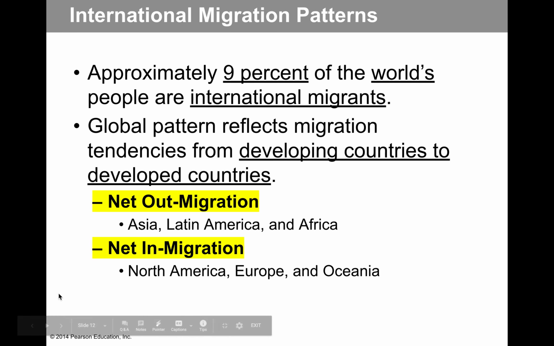Approximately 9% of the world's population internationally migrate. The global pattern reflects developing countries to developed countries. So we can see a predictable flow pattern, that roughly that 9% goes from Asia to Europe, or from Asia to North America, or from Latin America to North America. Those are the most common patterns. Net out countries or regions are Asia, Latin America, and Africa. Net in migration are countries that are furthest along the DTM stages, stage 4 countries. North America, Canada, the United States, Europe, DTM stage 4 countries in Oceania, primarily New Zealand as well as Australia.